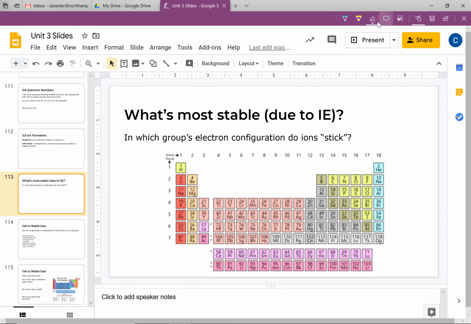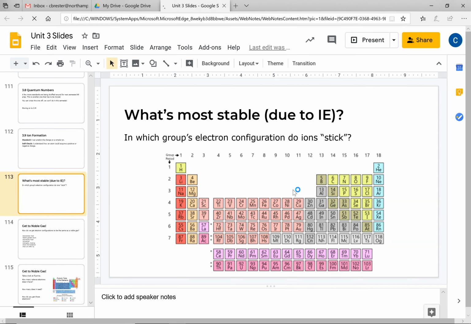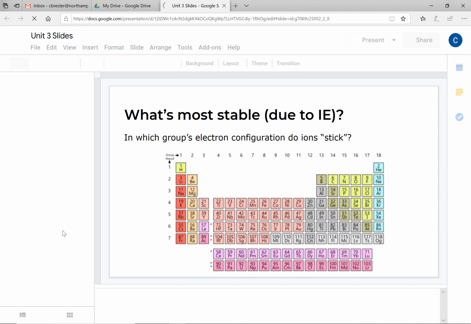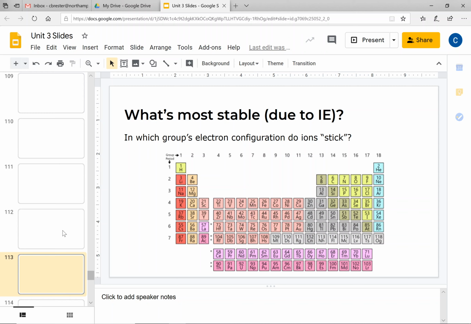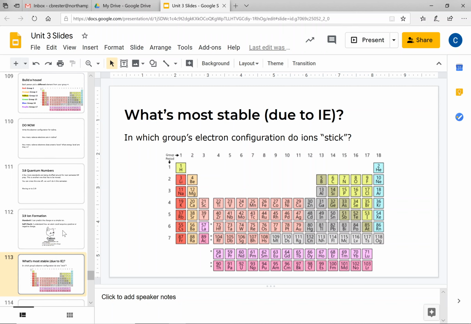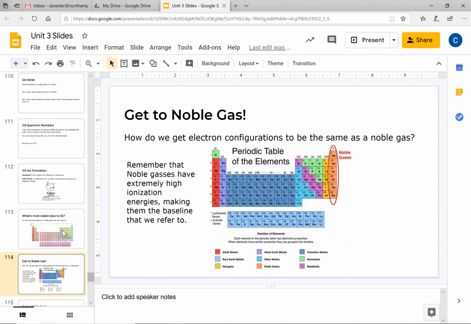We're going to keep going. And I hope my computer is okay with the drawing thing. I might have to give it a sec. Keep going. All right. Here we go.